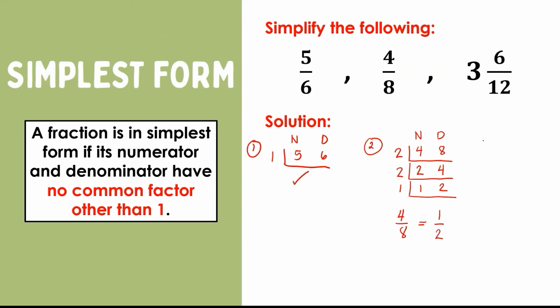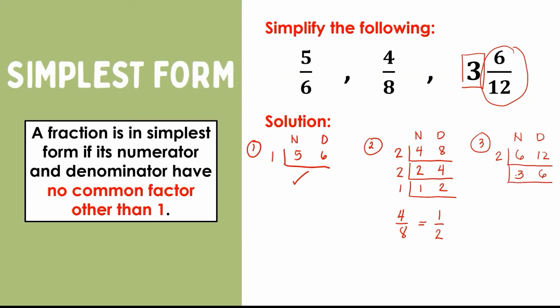For our last example, we have 3 and 6/12. In simplifying a mixed number, we only focus on the fractional part. So, let us set aside for the meantime this whole number here, and find the simplest form of 6/12. Just like what we did earlier, write first the numerator, then the denominator. What number can divide both 6 and 12? Let us start again from the smallest common factor of 6 and 12, which is 2. 6 divided by 2 is 3, and 12 divided by 2 is 6.